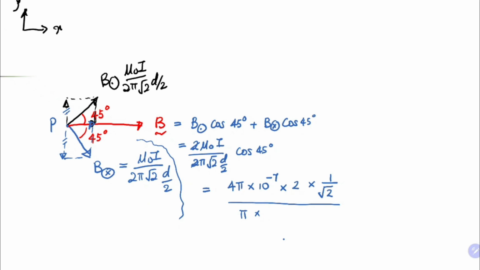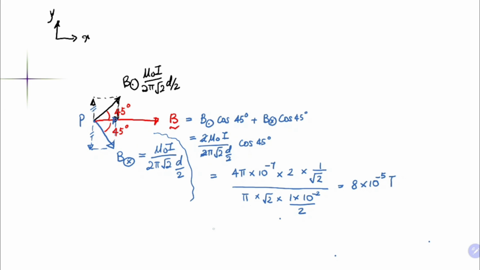Pi times root 2, d is 1 centimeter divided by 2. Putting in all these values, you should get 8 times 10 to the minus 5 Tesla. Based on this example, if you want to put it into vector form, B will be equal to 8 times 10 to the minus 5, and that is in the x direction.